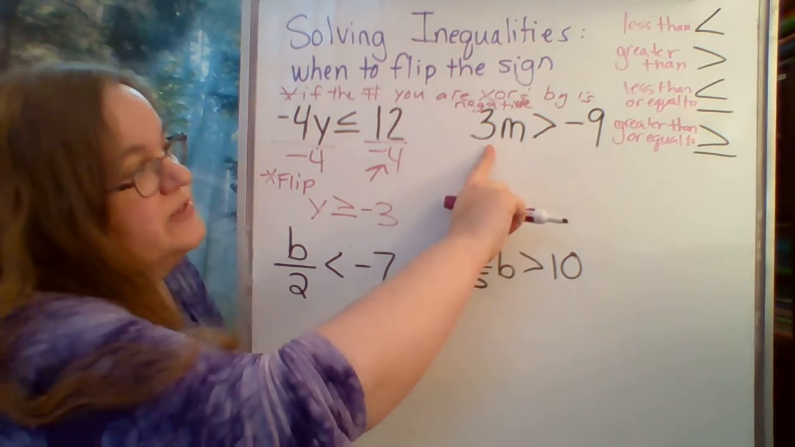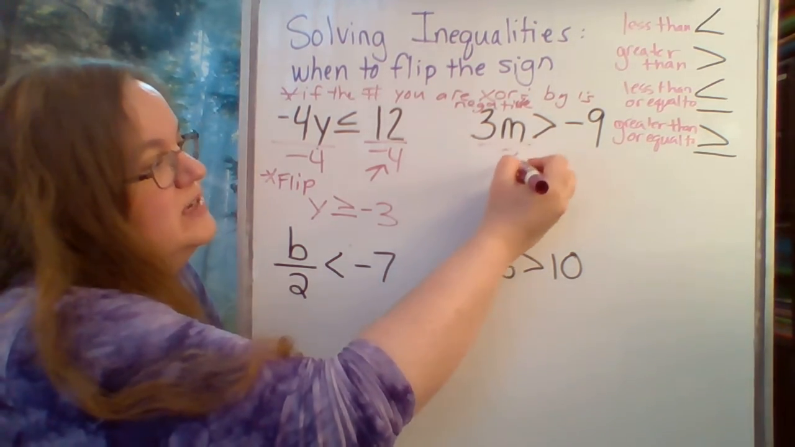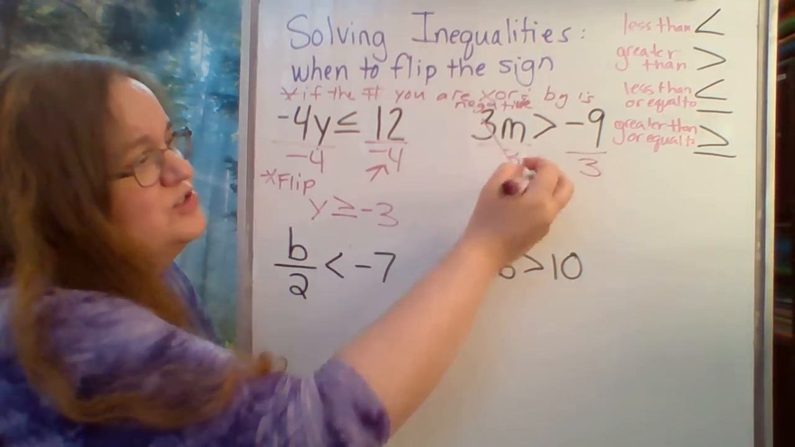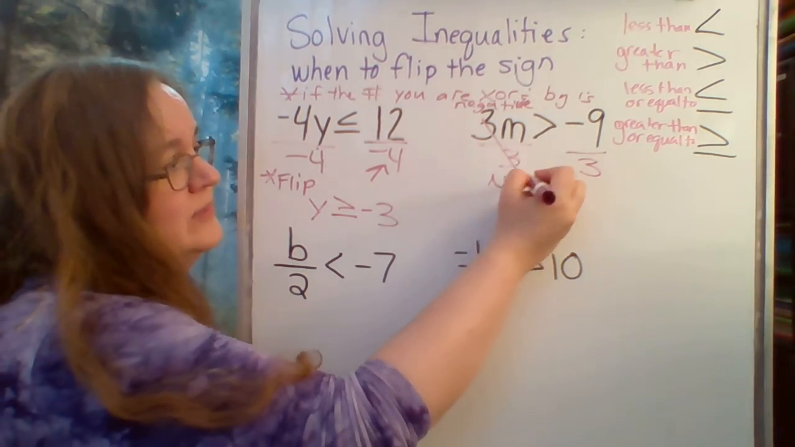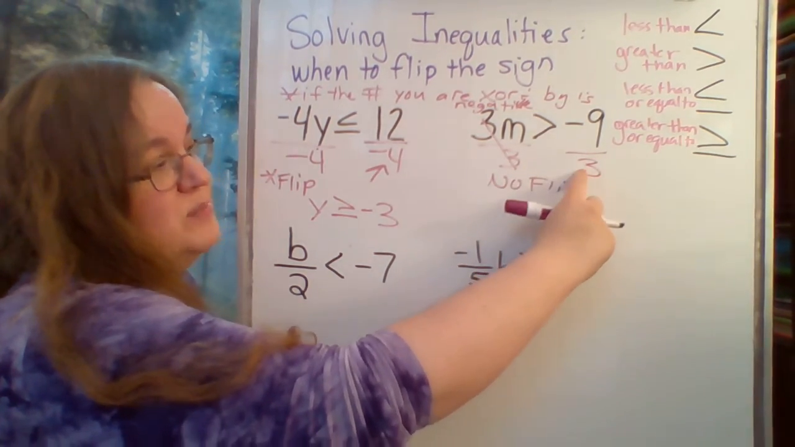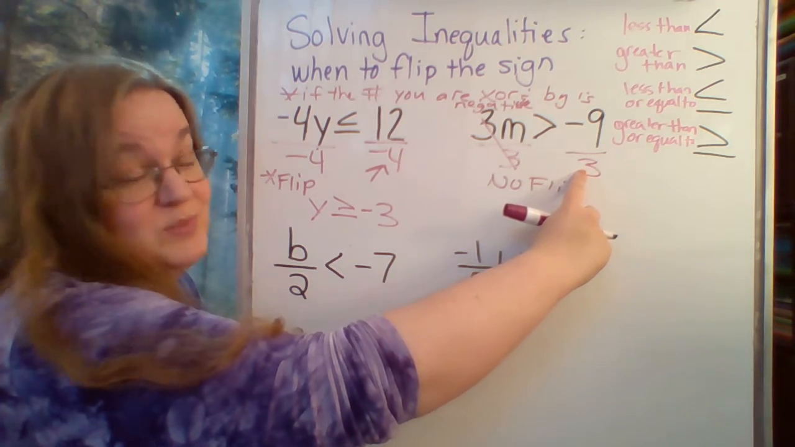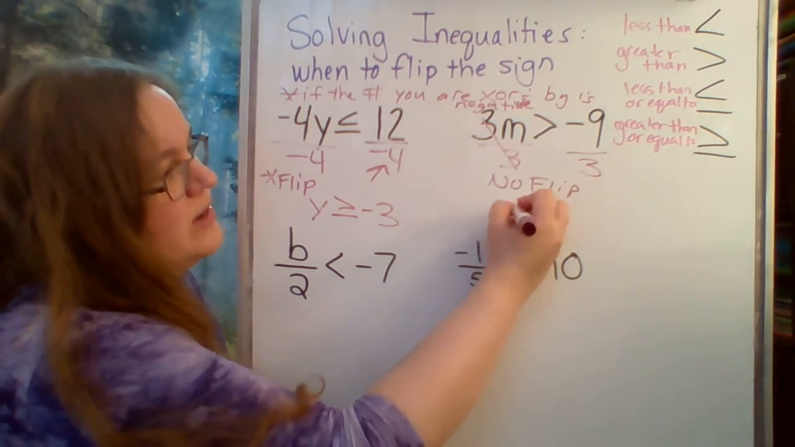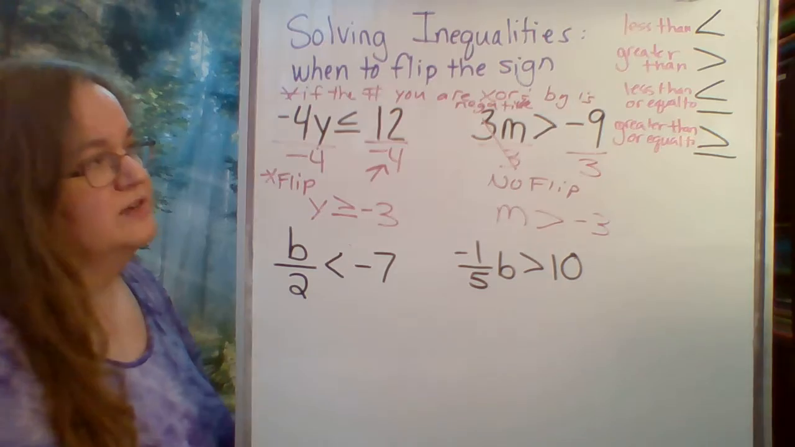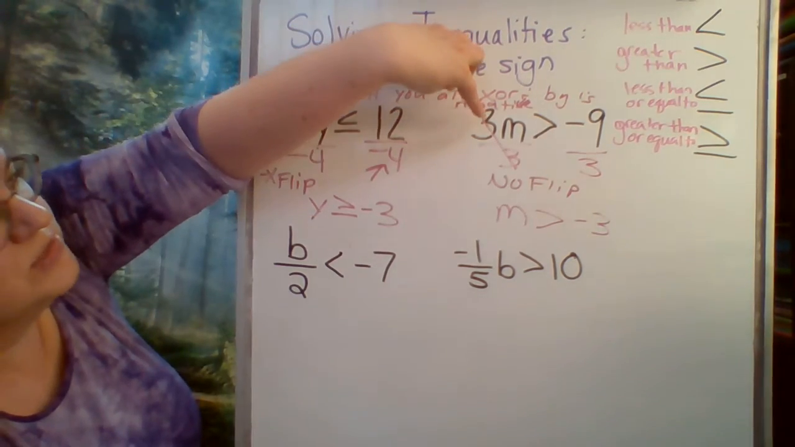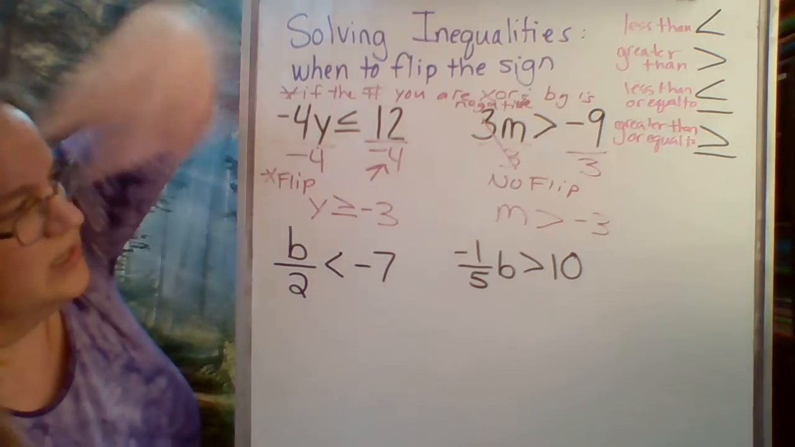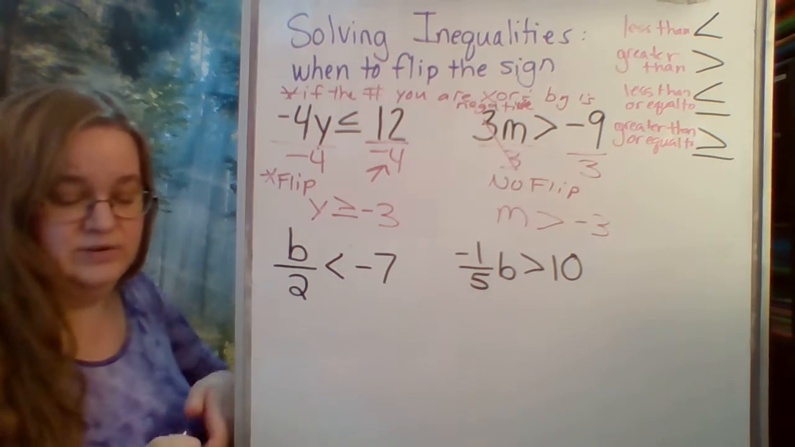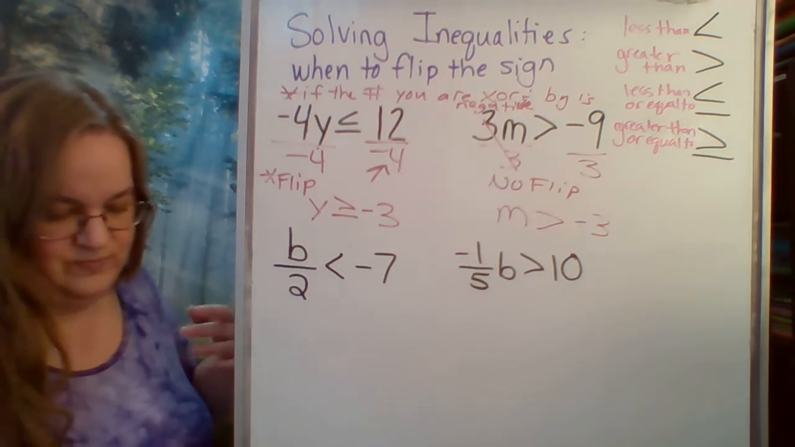If I look at this one, in order to solve it, I need to divide by 3. And when I divide by 3, I don't have to flip the sign, because the number that I'm dividing by is not a negative number. It's a positive number. It doesn't matter that this one's negative, this one's positive. Don't flip it. So m is greater than -3. Again, if I put in 0, 0 times 3 is 0, which is greater than -9. So everything works out. I'm just picking a number that's greater than -3 because I know it has to be greater than -3.